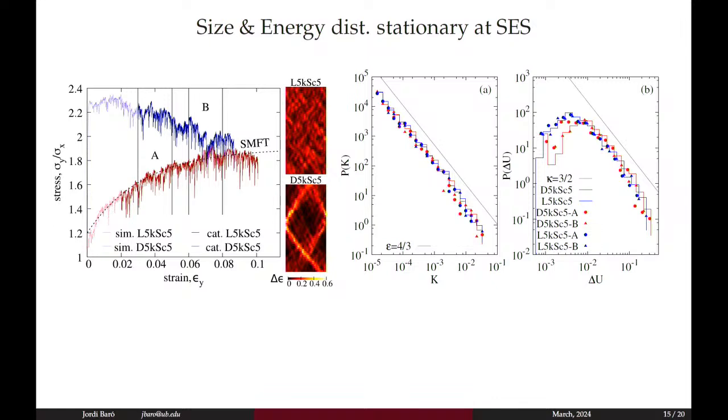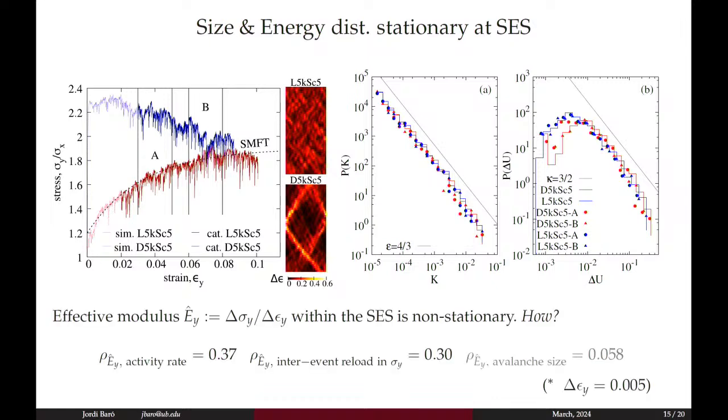They are very similar. Furthermore, you see that these are very different stages of the strain-stress curve, with these markers A and B, and all of them seem to follow the same distribution. So essentially, what I'm trying to say is that this is a stationary distribution that doesn't change over time. Once you hit the SES, all avalanches fall within the same distribution, right? We may wonder what happens with this modulus that is negative here and this one that is positive here, how it is possible if the distribution is uniform.